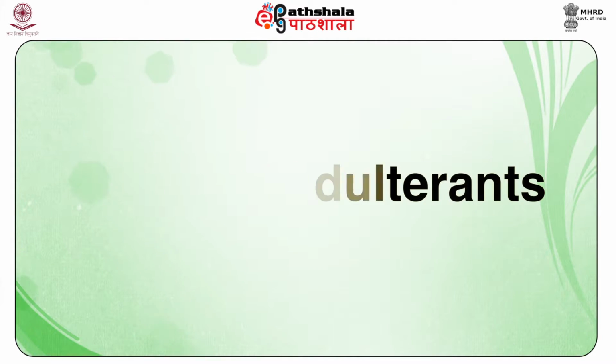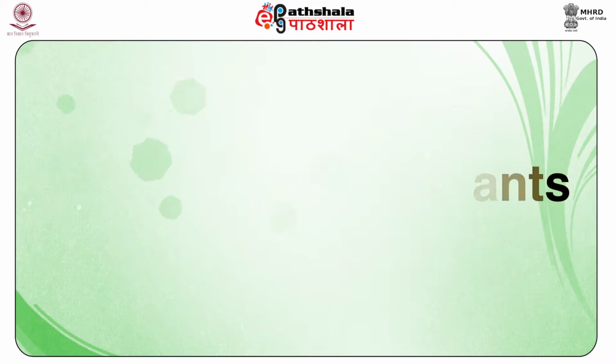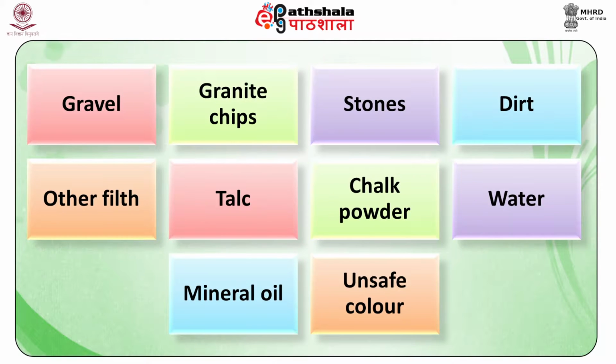Now, the types of adulterants. There are two types of adulterants. These kinds of adulterants are purposefully mixed. They can be gravel, granite chips, stones, dirt, other filth, talc, chalk powder, water, mineral oil, and unsafe color.